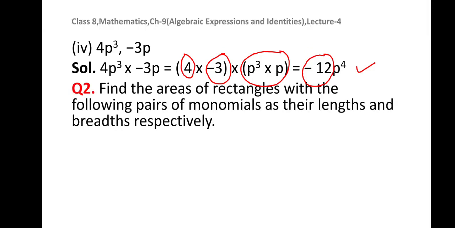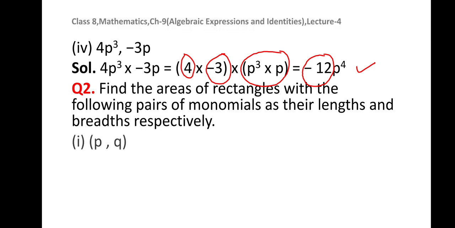The second question is: find the areas of rectangles with the following pairs of monomials as their lengths and breadths respectively. Here you are supposed to find the areas of rectangles, and their lengths and breadths are given to you as monomials.